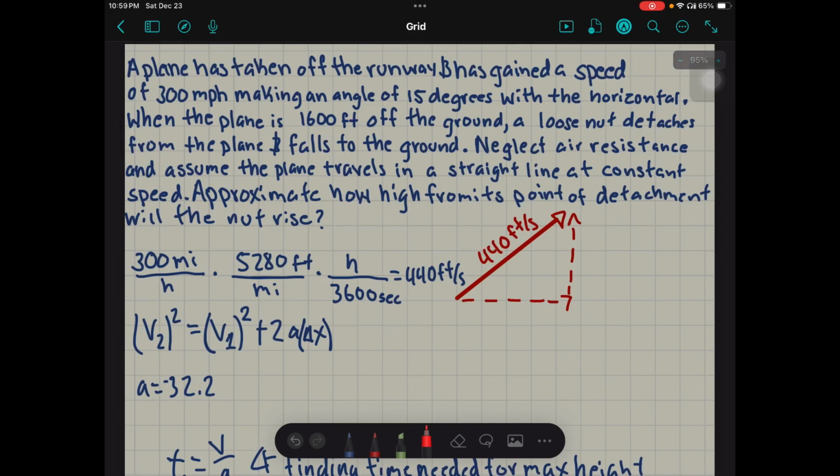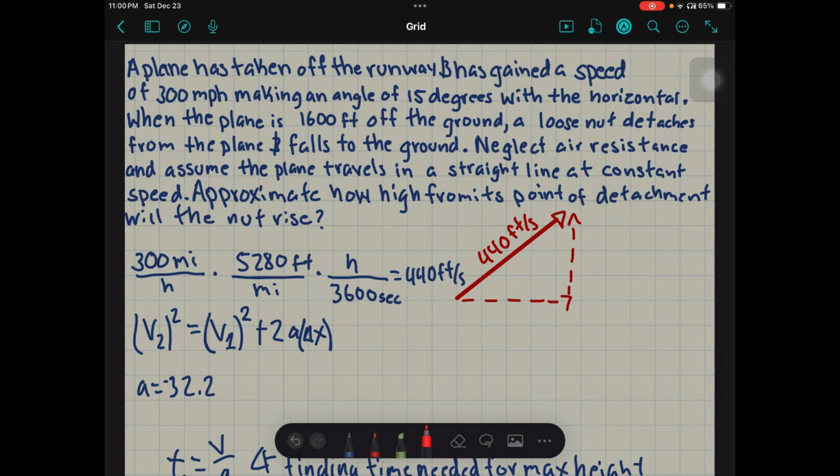So a plane has taken off from the runway and gained a speed of 300 miles per hour, making an angle of 15 degrees with the horizontal. When the plane is 1,600 feet off the ground, a loose nut detaches from the plane and falls to the ground. Neglect air resistance and assume the plane travels on a straight line at constant speed. Approximate how high from its point of detachment will the nut rise.